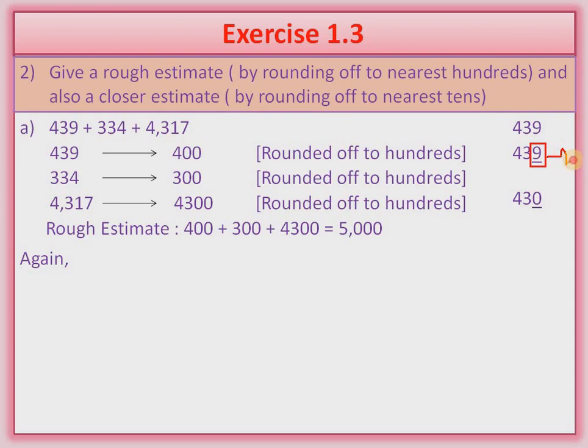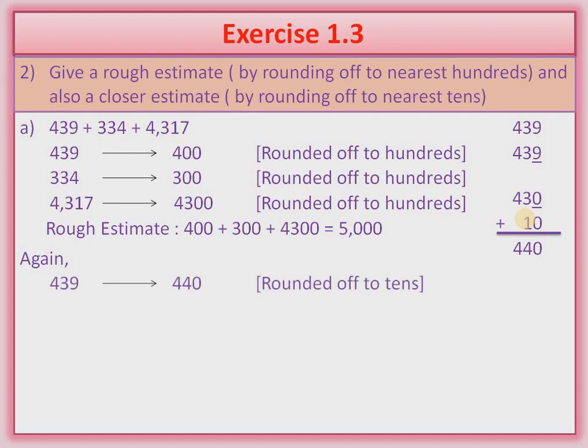Now tell me, what is its estimated value? What is the estimated value of 9? It is 10 only. So we will add 10. So what is the answer? The answer is 440. Understood? I have already explained here. So you can see 439 rounded off to 10 is equal to 440.